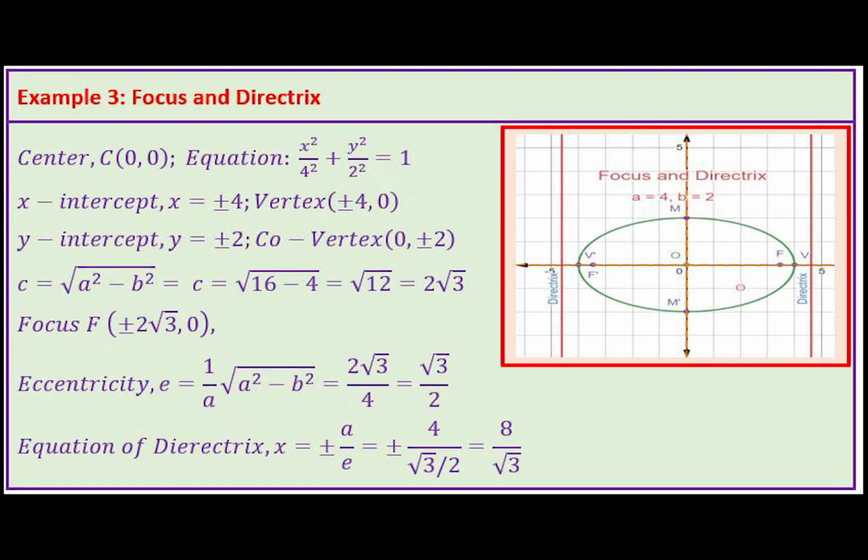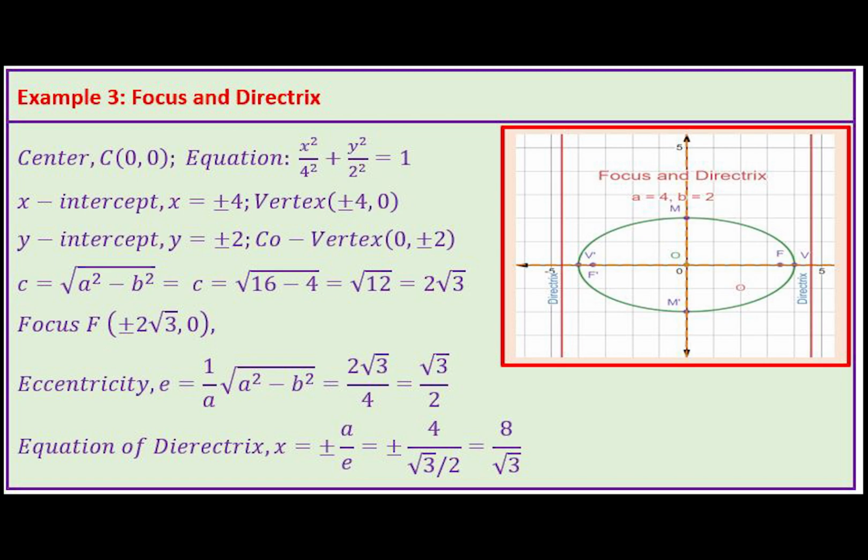The x-intercepts are at 4, the y-intercept at 2, and therefore the value of a is 4, b is 2. So we get the equation x square over 4 square plus y square over 2 square equals 1. The x-intercepts also correspond to the vertex, so the vertices are plus minus 4, 0, and the co-vertices will be 0, plus minus 2.